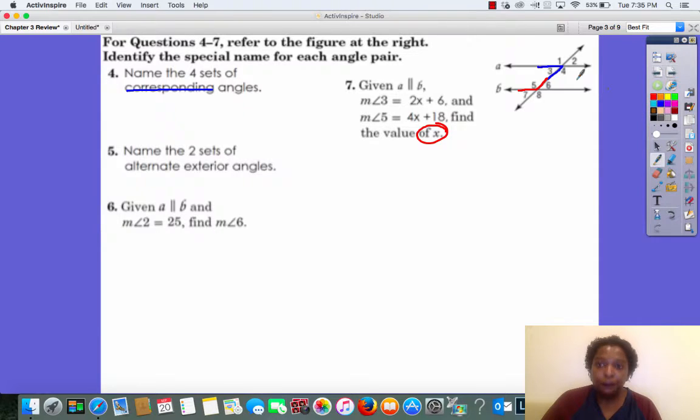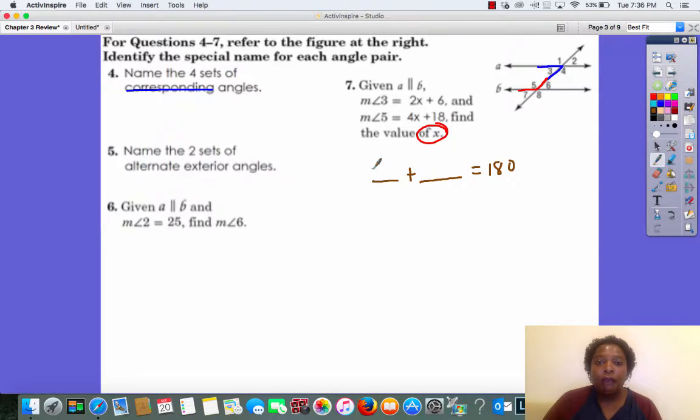In this case, angle 3 and angle 5 are both on the interior space, but they're on the same side of that transversal. So these are consecutive interior angles. And you learned that consecutive interior angles are supplementary. And what that means is the two angles together add up to equal 180 degrees.